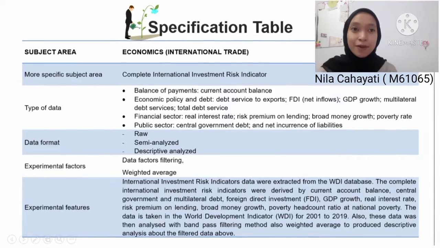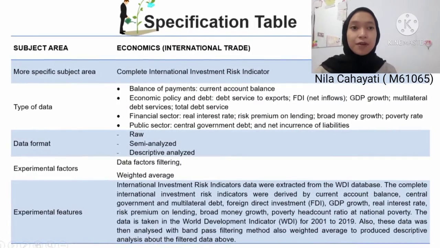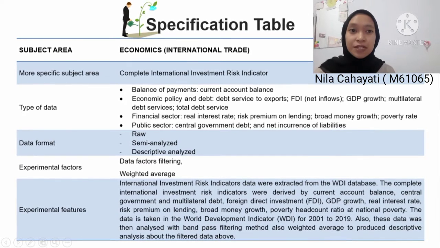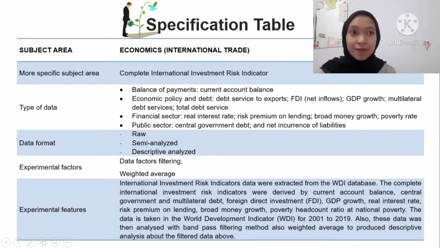I will explain about the table specification regarding the research that will be discussed. The field that we discuss is the Complete International Investment Risk Indicator, which in theory can be classified into three broad lines, namely political risk, financial risk, and economic risk.